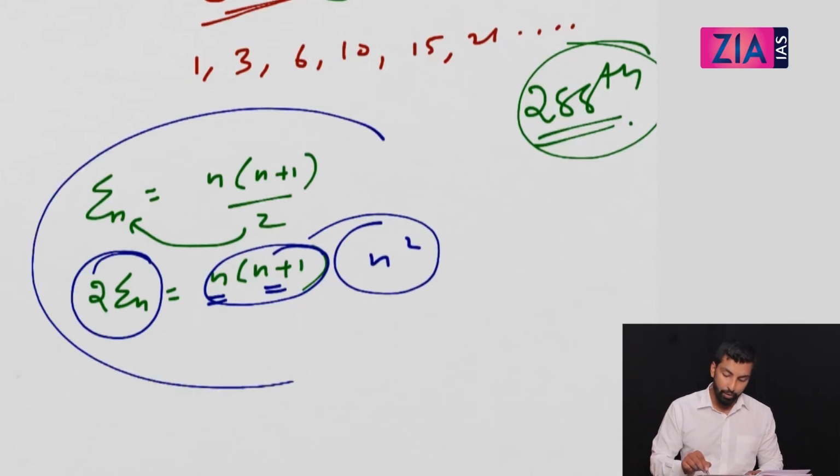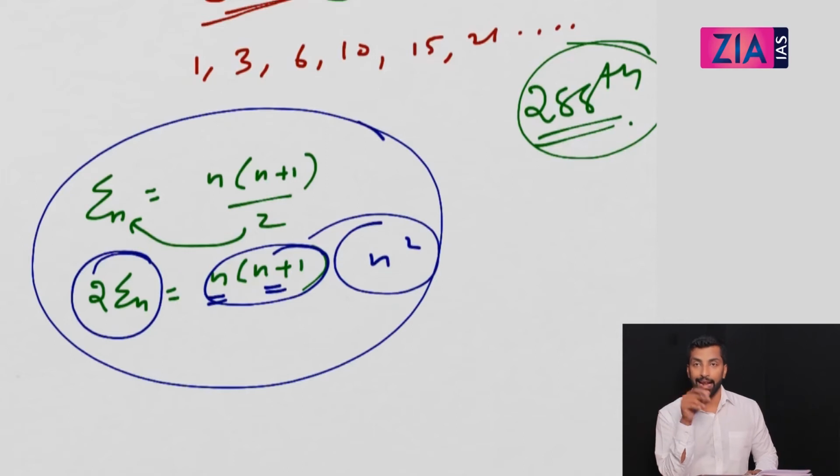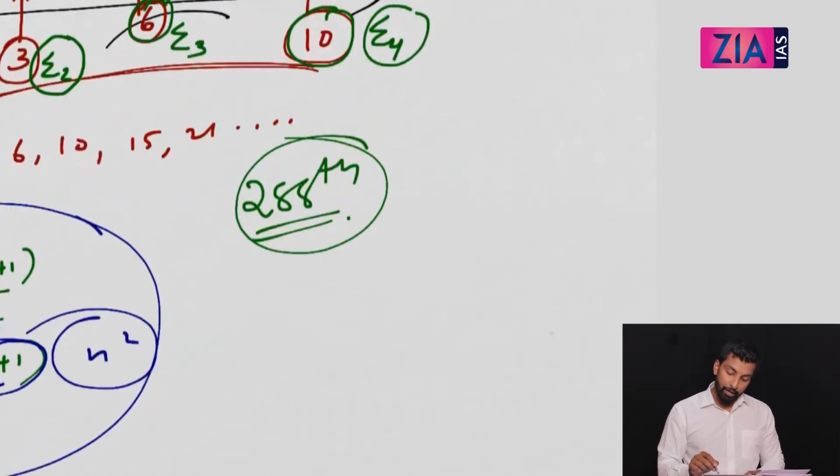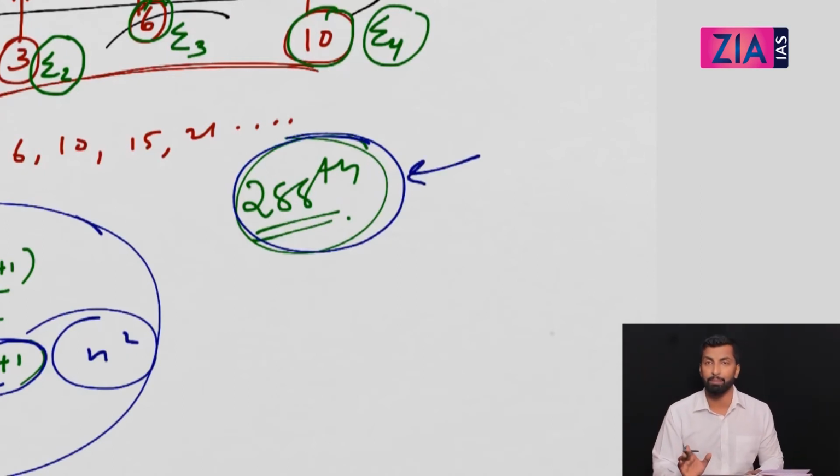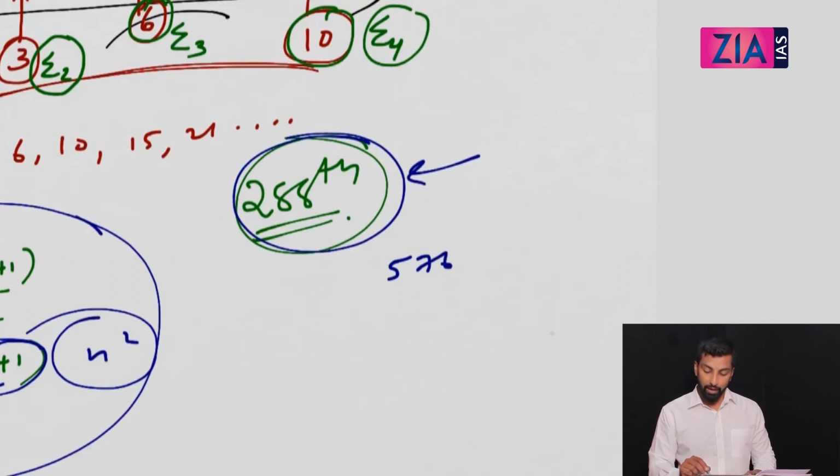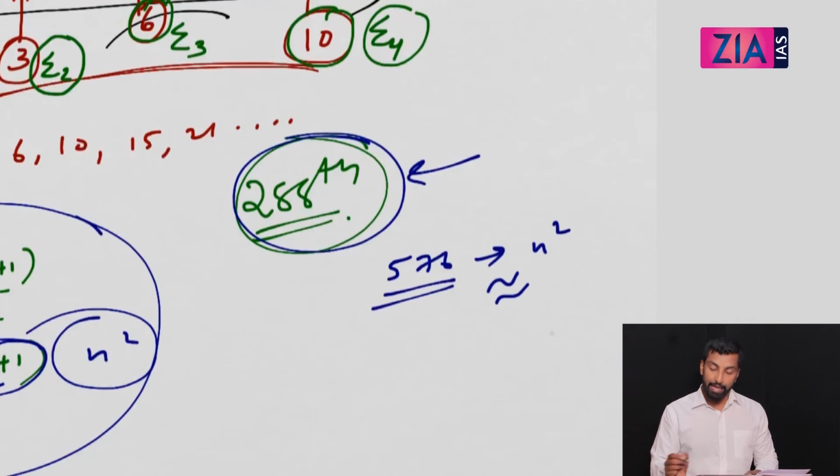Now these steps are not required from here onwards, just for understanding. And this is what you are going to use in most of the sigma n questions. So 2 times sigma n I can approximate to n square. So I need to find a sigma n number close to 288. So assume that this is sigma n, but it's not actually sigma n. Let's find the nearest sigma n number. So take 2 times of it. What is that? 576. Okay, so we know 576 is equal to, or approximately equal to, n square.